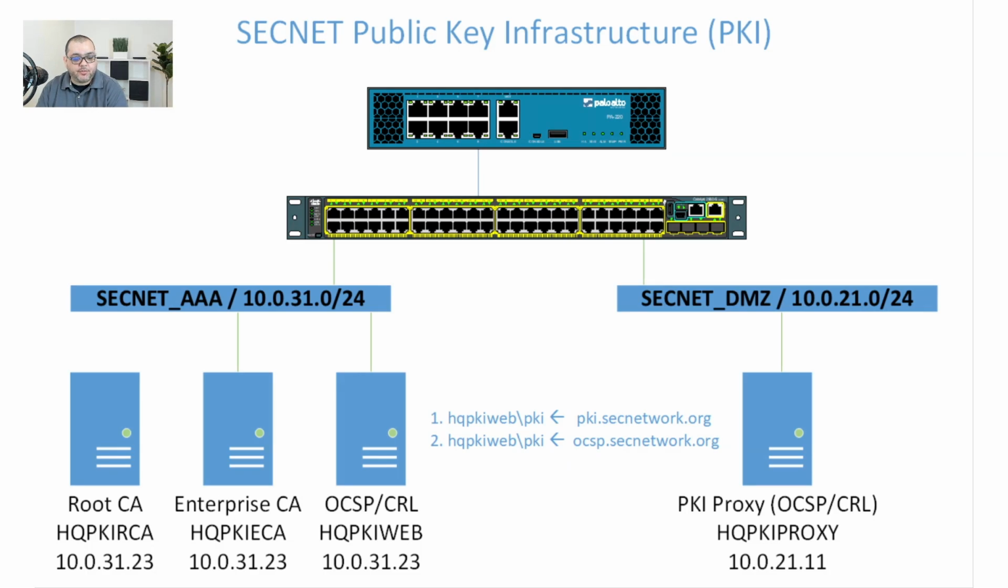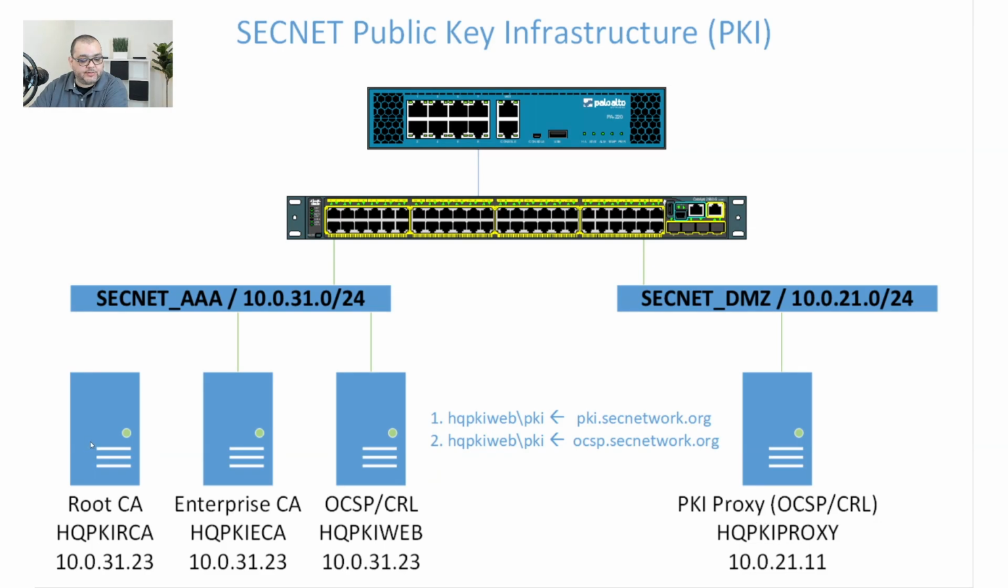Okay, so before we jump into deploying the root certificate authority, I wanted to go over the public key infrastructure. In the last video, I deployed the HQPKI web server, which will host the certificates as well as the CRL files. And in the video before that, I created the PKI proxy, or the reverse proxy, which will be used for clients to connect to the internal web server.